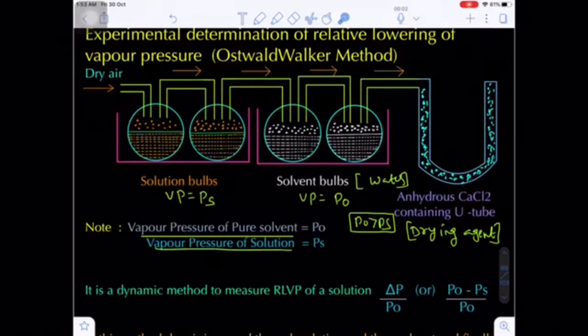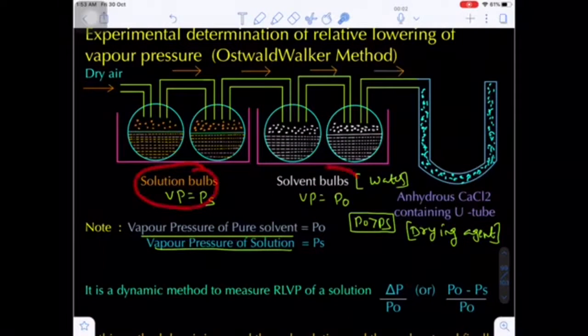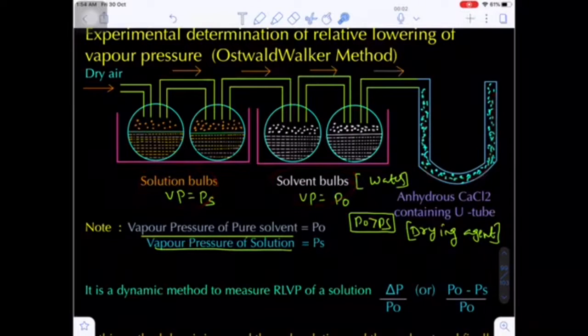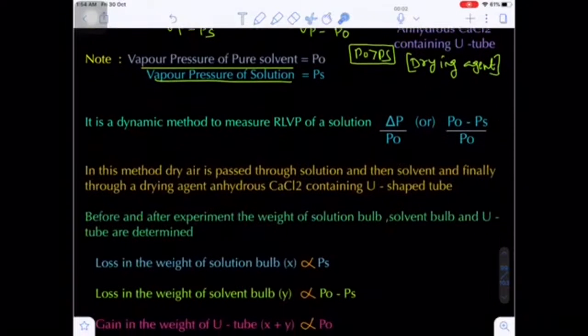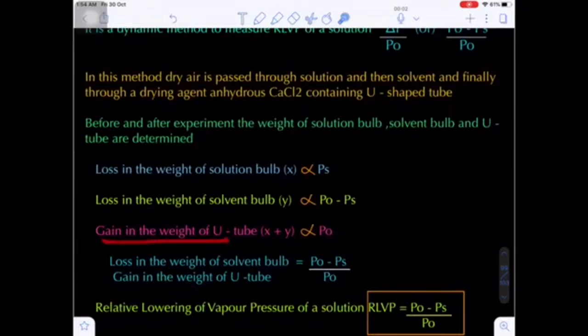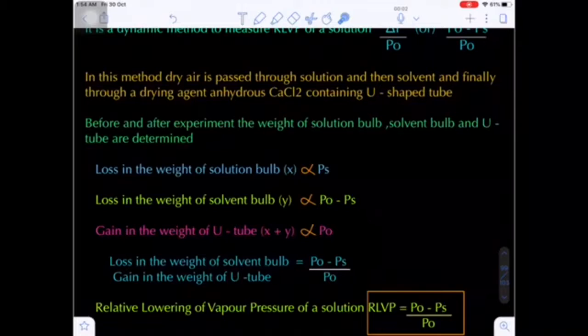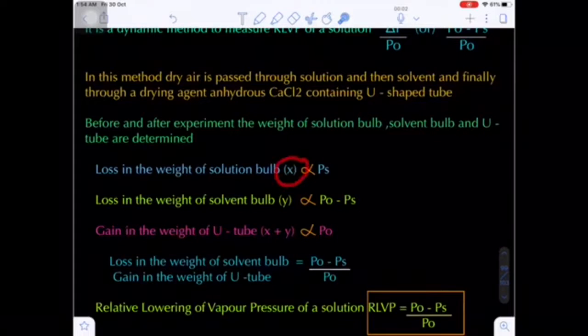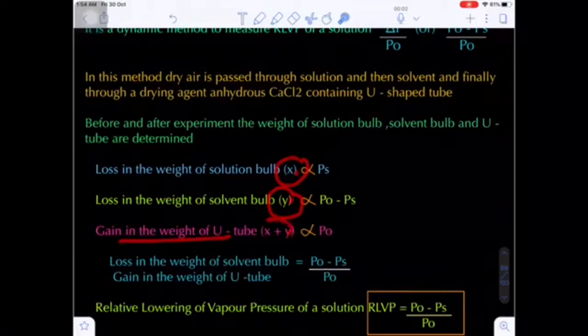After the dry air crosses the solution bulb and solvent bulb, the dry air is sent into the anhydrous calcium chloride. During the passing of dry air, that means dry air along with moisture, through the anhydrous calcium chloride, it only absorbs the water vapor, due to which its weight increases. The increase in the weight of the U tube will be equal to the sum of the loss in the weight of the solution bulb and solvent bulb. Yes, what is the weight loss in the solution bulb? X, and weight loss in the solvent bulb? Y. So weight gain in the U tube will be X plus Y.